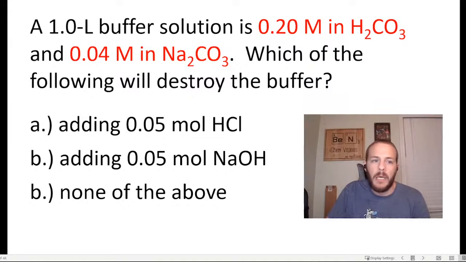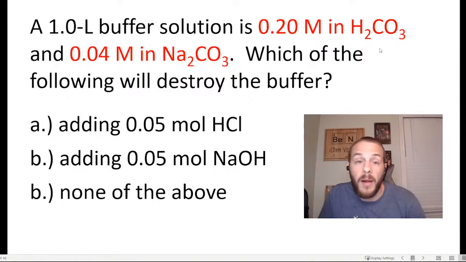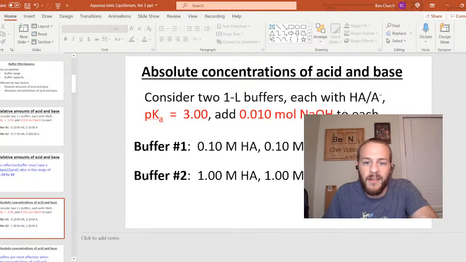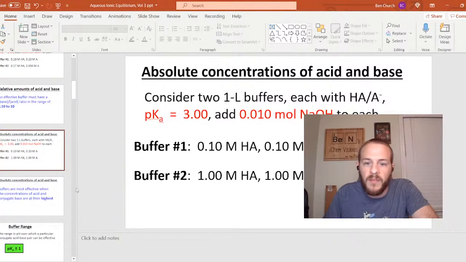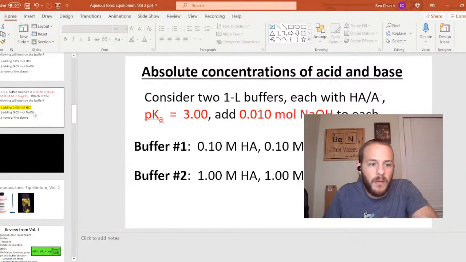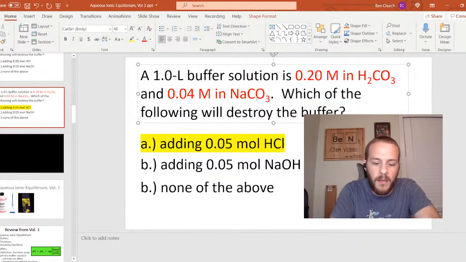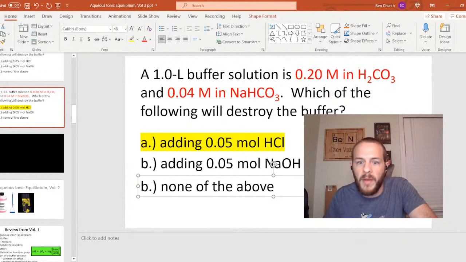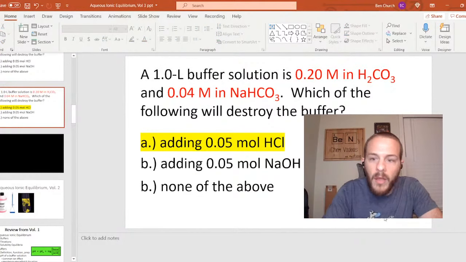where this question asks us if you have a 1 liter buffer solution and it is 0.20 molar in carbonic acid and 0.04 molar in sodium carbonate, then which of the... actually, that should be sodium bicarbonate. I made a mistake there. Let me fix that. It should be NaHCO3, right? Because bicarbonate ion is the conjugate base of carbonic acid.